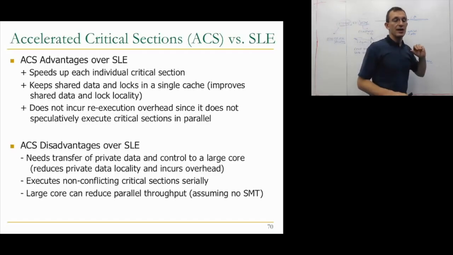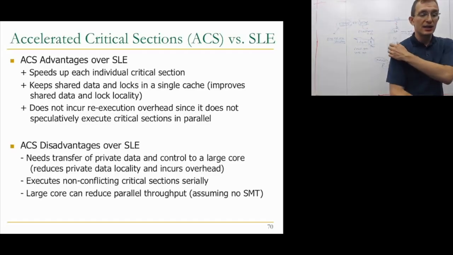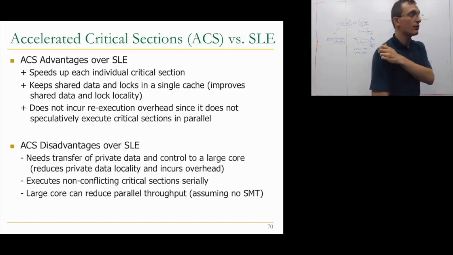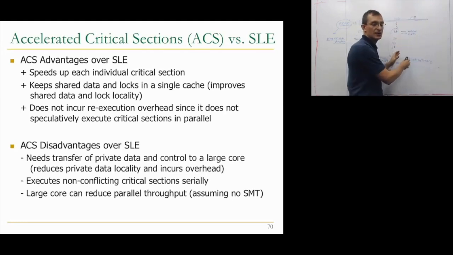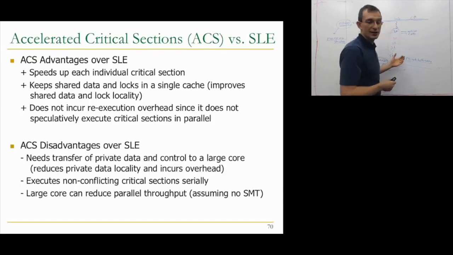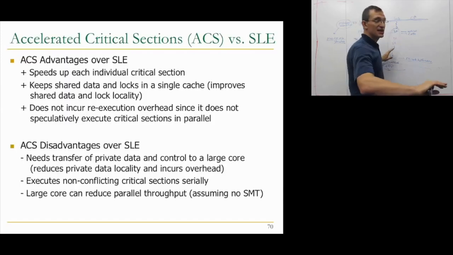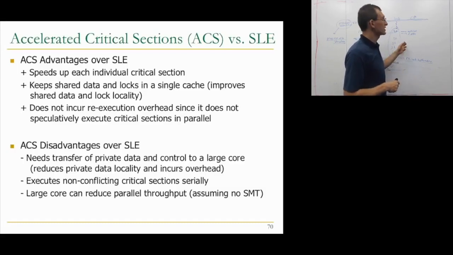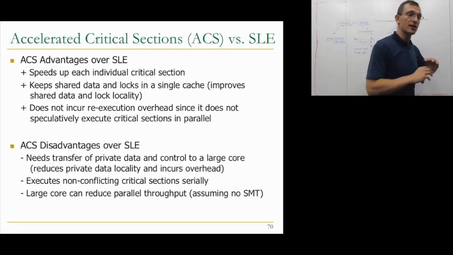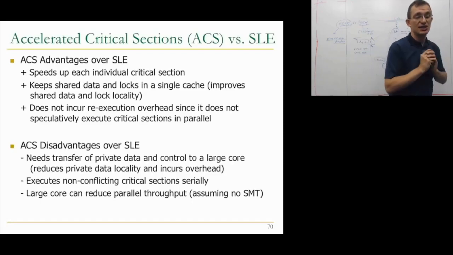Right. The other advantage: whenever there's no conflict between the critical sections, speculative lock elision just makes sense, right? It basically keeps going, and it can parallelize these critical sections that would otherwise be executed serially. Accelerated critical sections doesn't do much about that. Even though there's no data conflict, the critical sections are serialized.